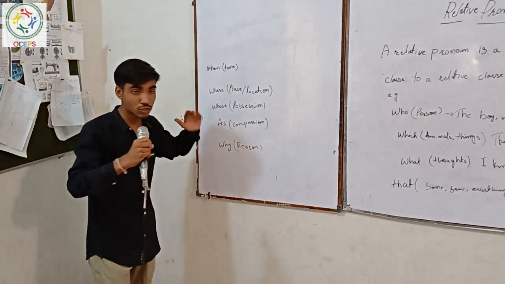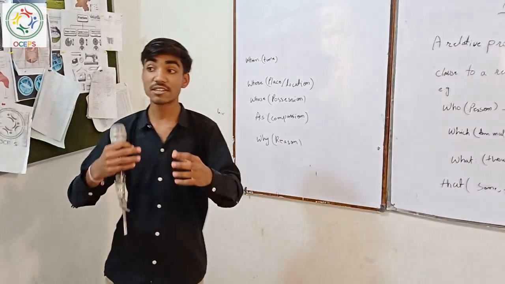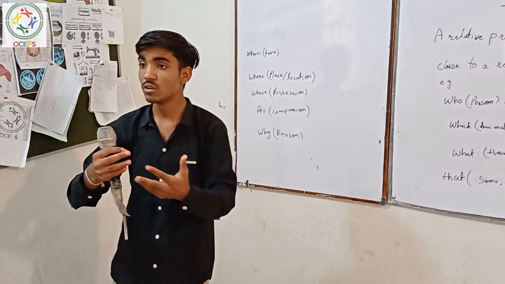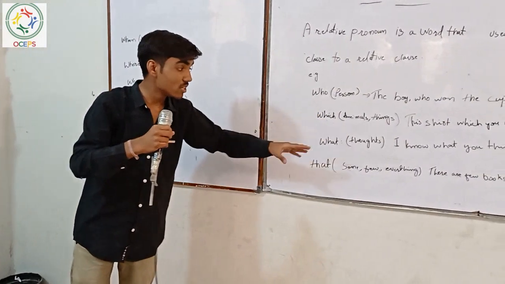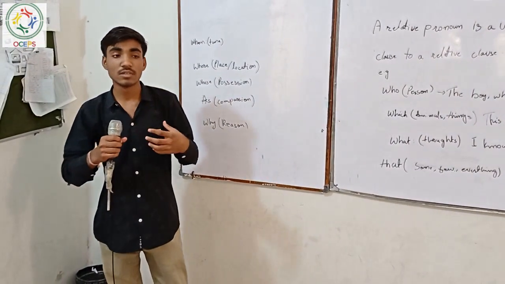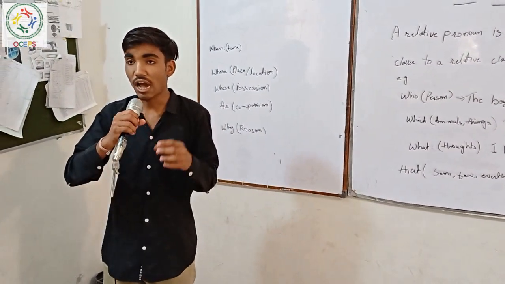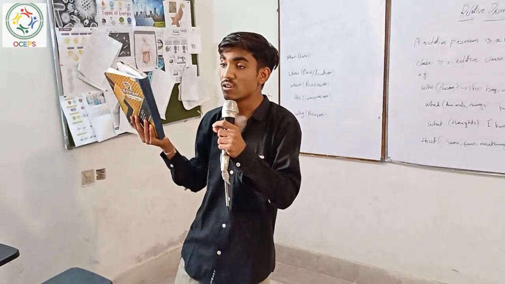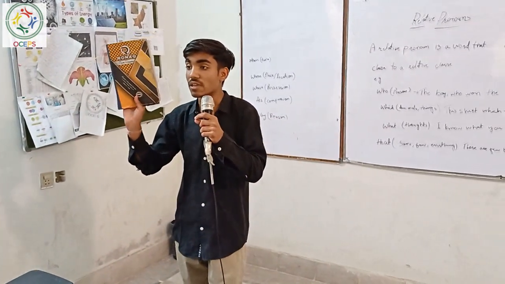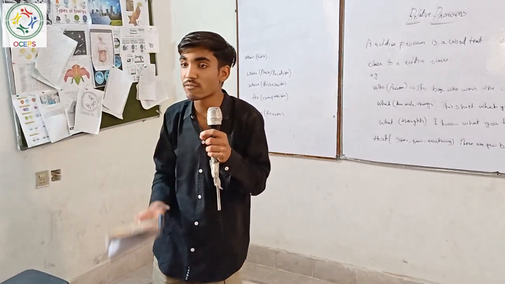Now whose shows the possession, meaning something is related to me or you. So it is used with persons as well as with animals. So it basically shows the possession. As I say, this copy whose belongs to me, or I say whose this copy is. So this is a possession showing word.